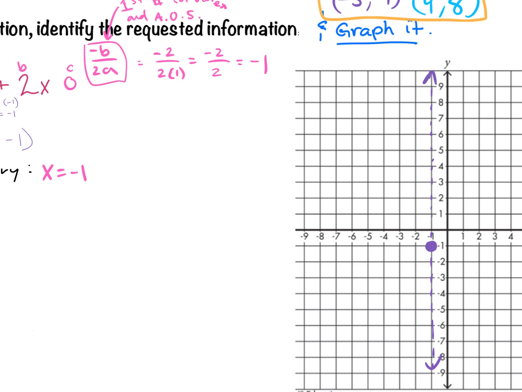Valentina, what's our C? Our C is 0. 0. So C is our y-intercept. That is where our graph crosses the y-axis. So we cross the y-axis at 0, right there. So I have a point at 0, 0. So the C is where we cross the y-axis.